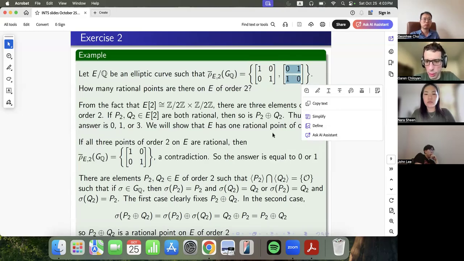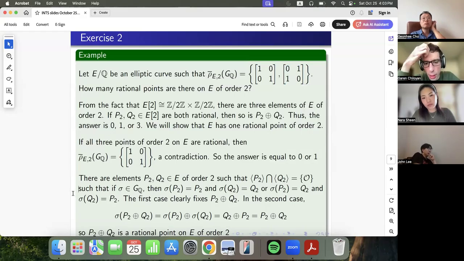Remember that vertical column I was talking about a couple of slides ago where I made the typo. So sigma maps P2 to Q2, and at the same time, sigma maps Q2 to P2, because 0, 1, 1, 0, they're swapping with each other. So if sigma acts like the identity, then the identity map clearly fixes P2 plus Q2. But I'm going to show you that the other map also fixes P2 plus Q2.